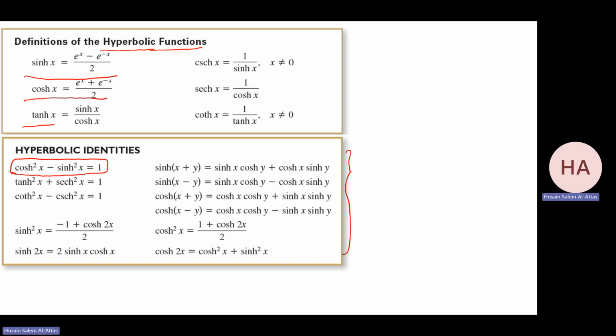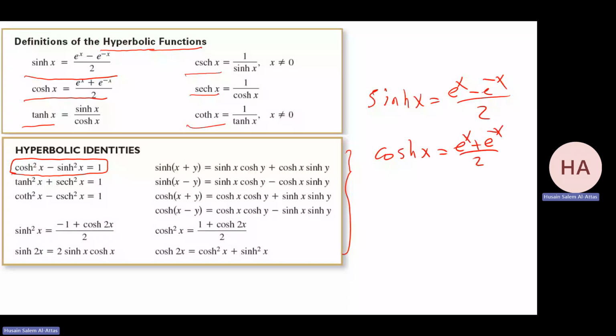So we just need to consider sine hyperbolic as this: e to the power x minus e to the power minus x over 2, and cosine hyperbolic as e to the power x plus e to the power minus x over 2. That's a new function. They have some properties.